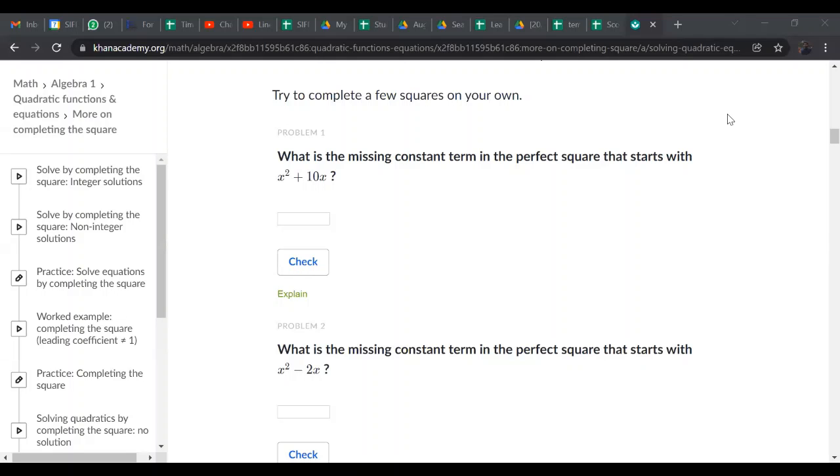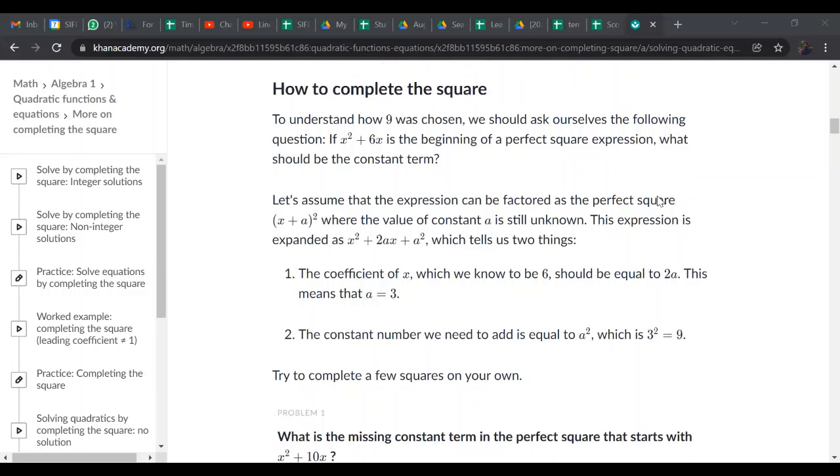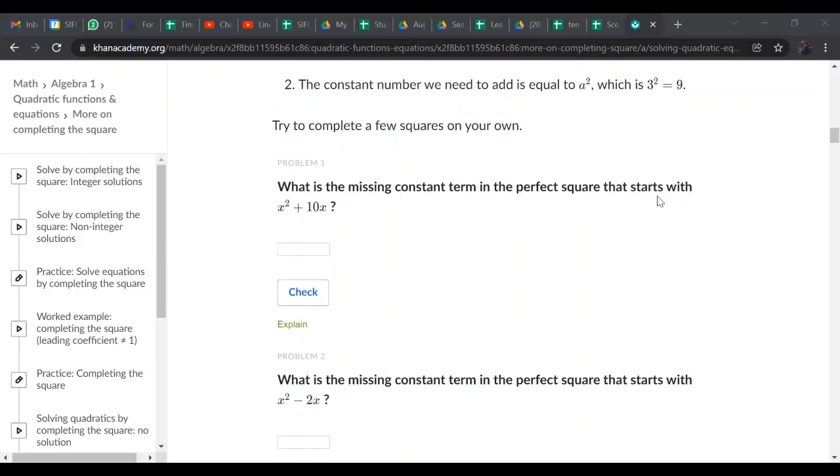Before we go ahead and start solving questions using the completing the square method, this is a wonderful exercise which Khan Academy has. It is about practicing how to complete the square, which is what you should add. We will try to work on that. Just a few questions we'll see. Let's begin.